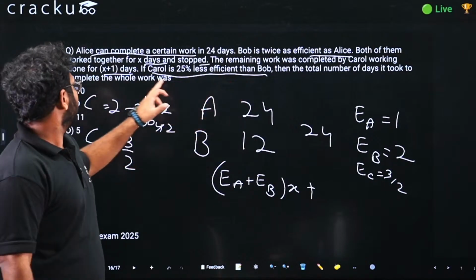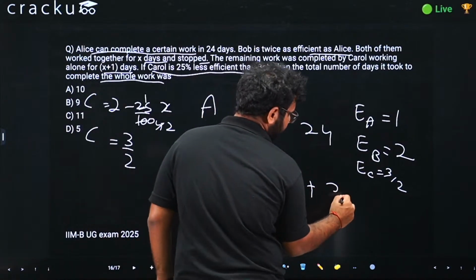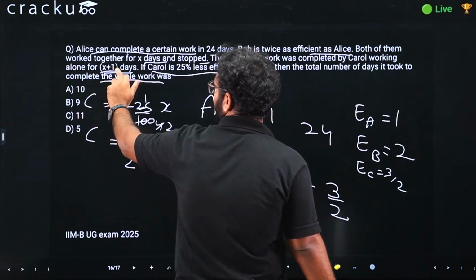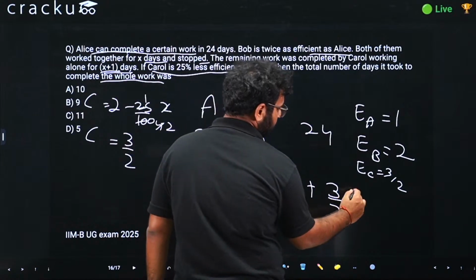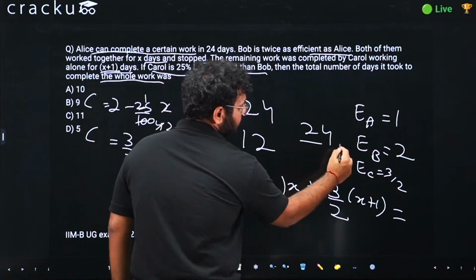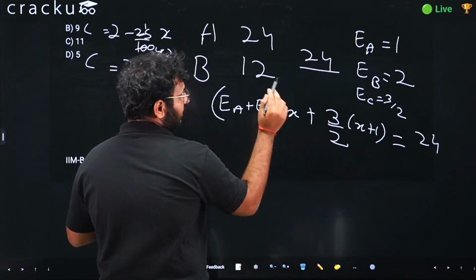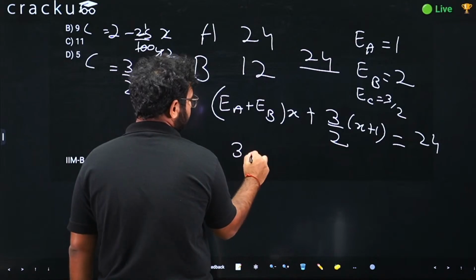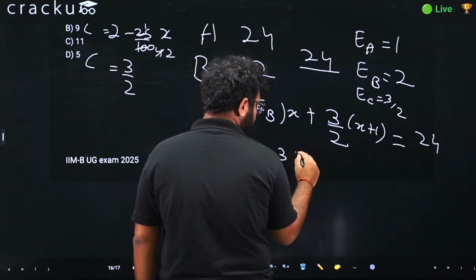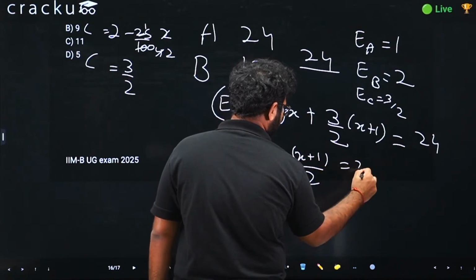Then the total number of days it takes to complete the whole: this 3 by 2, she is working for how much? X plus 1 days, is equal to total work. Total work is what? 24. So EA plus EB is what? 1 plus 2, which is 3. So 3x plus 3 into x plus 1 by 2 is equal to 24.